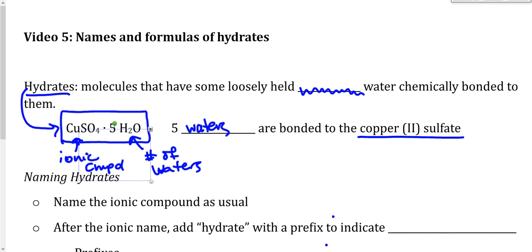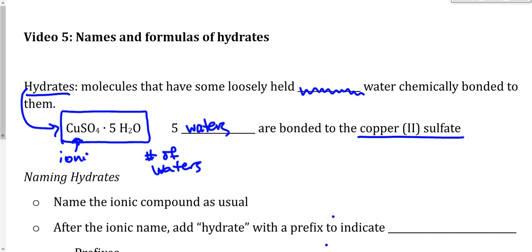And what we put in between them is a little dot, and a lot of students think, oh, it's a multiplication. It's not, and it's not like a plus or anything either. It's just saying that together those are one thing. So this is one type of compound, one type of molecule.